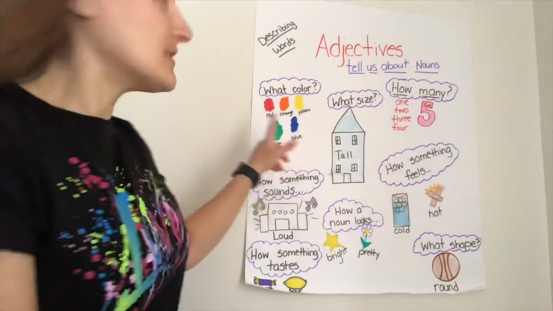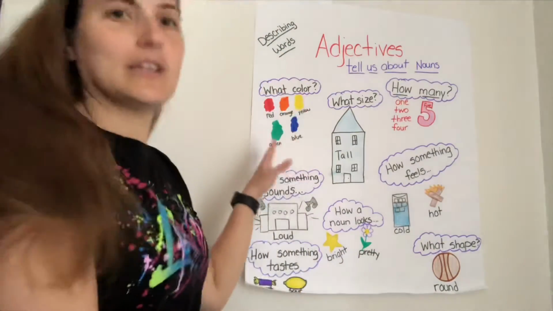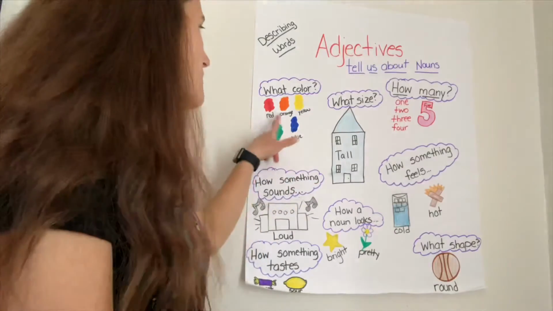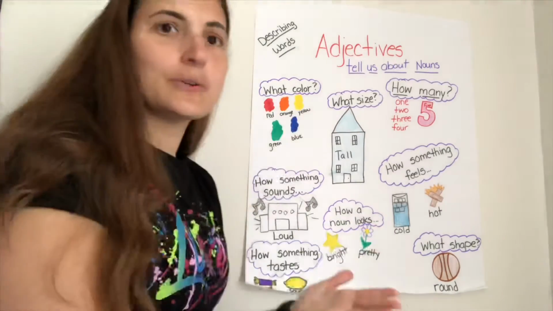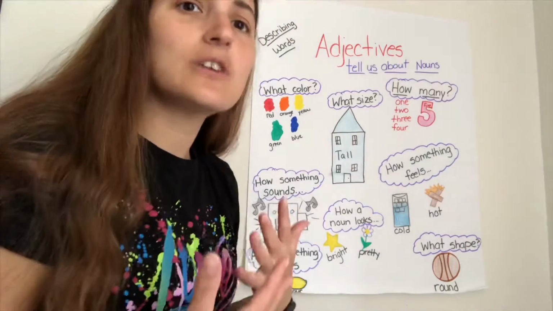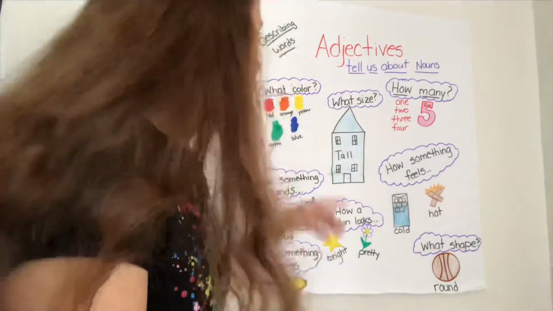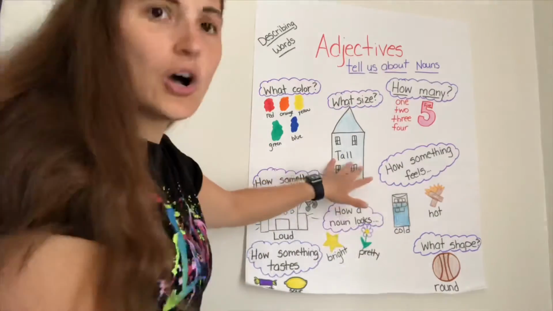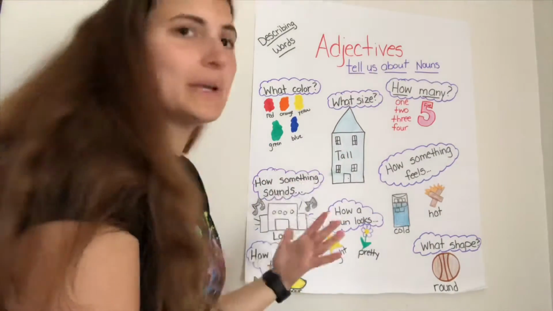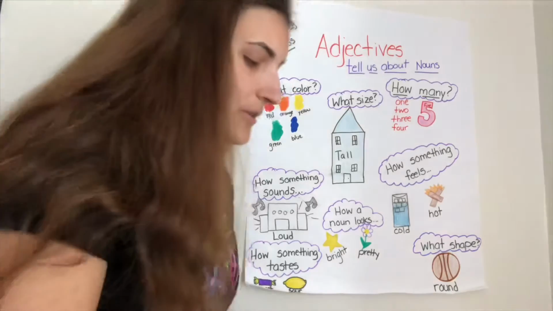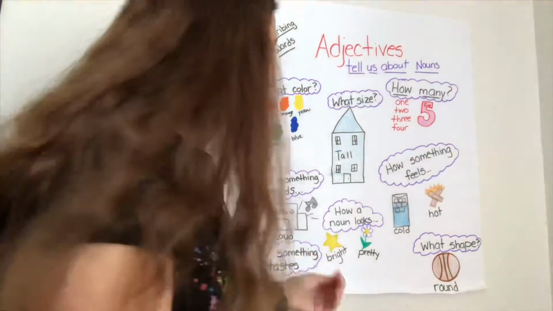So an adjective can tell you what color something is. So some examples of that are red, orange, yellow, green, and blue. Any color, what color is it? That's a question that adjectives answer. Also, what size? Is it tall? Is it small? Is it big? Small? Those are all examples of adjectives.